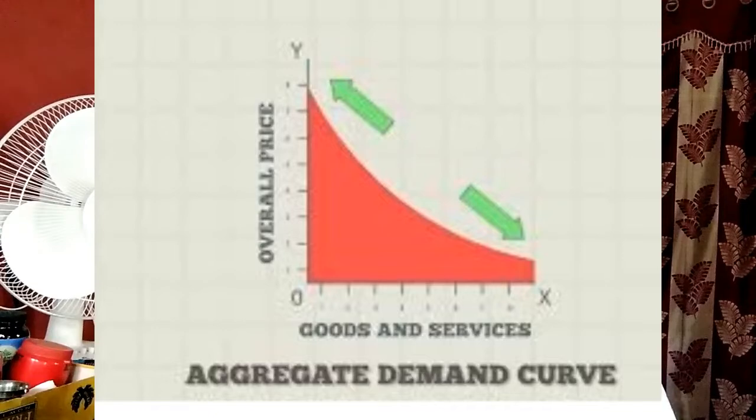And the next point is, what causes increases in aggregate demand? Aggregate demand increases when the components of aggregate demand, including consumption spending, investment spending, government spending, and spending on exports minus imports, rise.